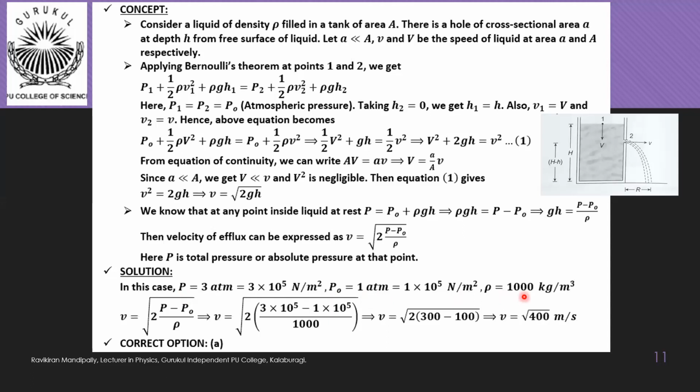On substituting we got V is equal to root of (3 into 10 power 5 minus 1 into 10 power 5) by 1000. On simplifying, we get V is equal to root 400 meter per second. We did not solve it completely because the options are given in terms of roots only. So we are ending with this V is equal to root 400 meter per second. So the correct option would be option A.